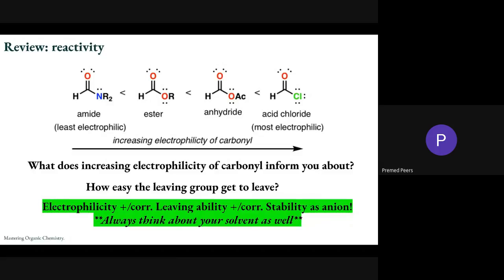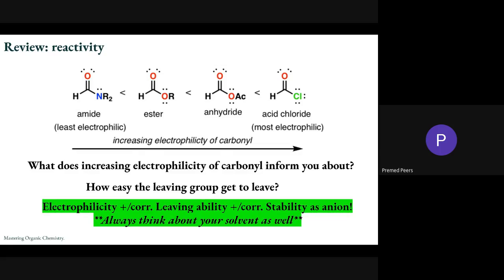The positive slash CORR stands for positively correlated. That means the stronger the electrophilicity, the stronger the leaving ability. Think about what is going to be very easy to leave. It's going to be something that is very stable as an anion. So for something coming from the halogen group, those are going to be very stable because they are kind of electron abundant in a sense, and they can hold the electron well.